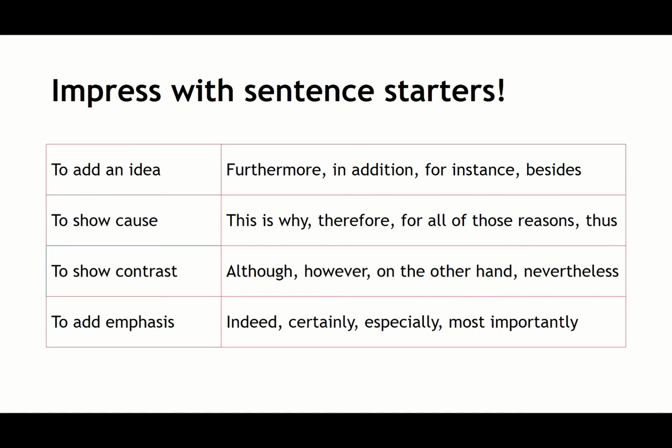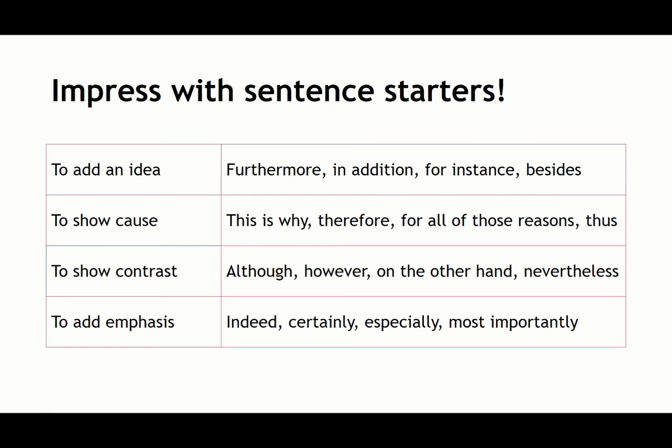So we use words like furthermore, in addition, for instance, to add an idea or an example. We can say this is why, therefore, for all of those reasons, to show cause and effect, as well as to close up our answer, to say, this is why I like cycling so much. Then to show contrast, we can say although, however, on the other hand, something that is different from what you said earlier. Maybe I like this. On the other hand, I also like that. Now, to add emphasis, we can say indeed, certainly, especially, to bring your listeners' attention to what you're saying.